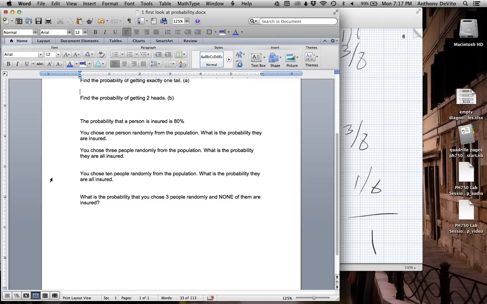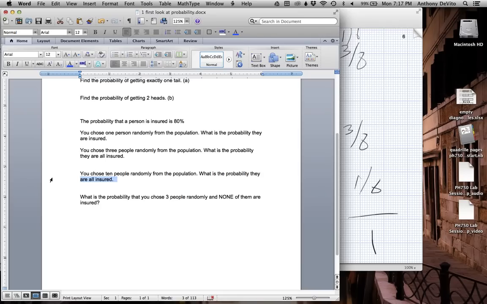What's the probability three people would be insured? If you pick three people out randomly, all three would be insured: 0.8 times 0.8 times 0.8. What's the probability that you pick three people out and none of them have insurance? Bingo. We get 0.2 times 0.2, because of the complement. Remember, the probability of A, insured, is 0.8. The probability of A complement, the opposite of A, not insured, is 1 minus that. It's going to be 0.2, assuming those are the only two possibilities. It's binary. So the answer for three people is 0.2 times 0.2 times 0.2.